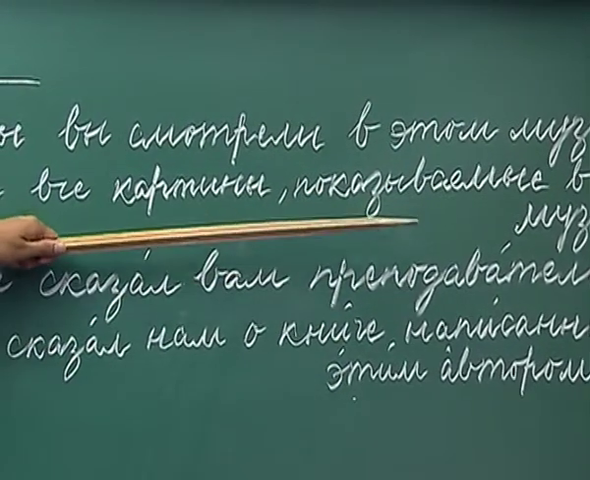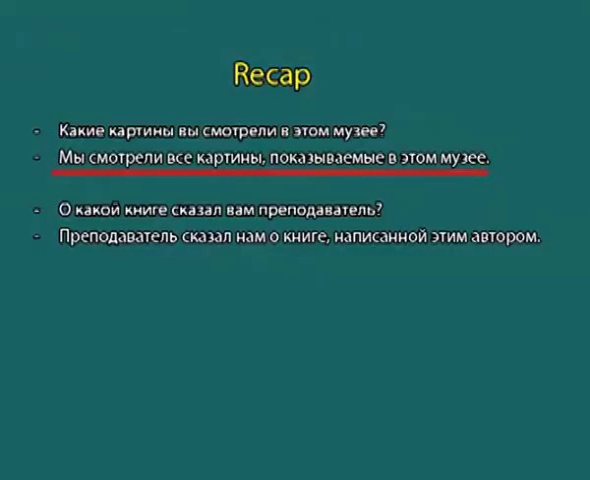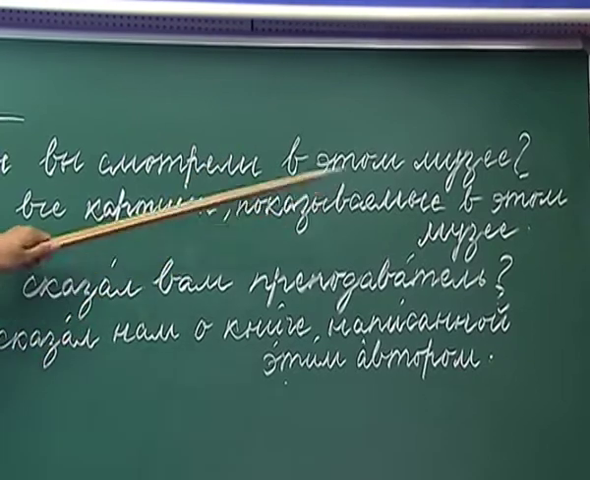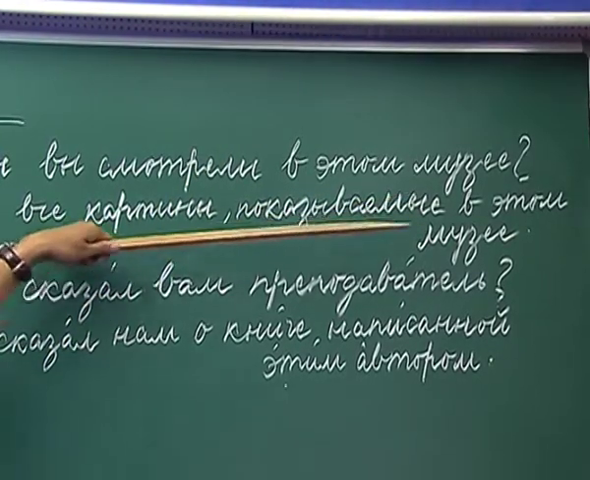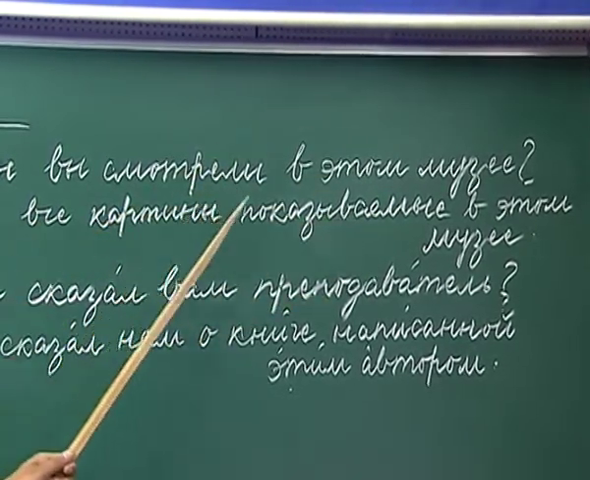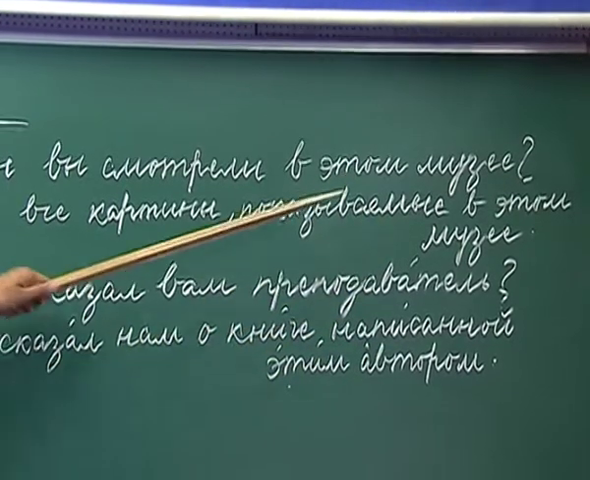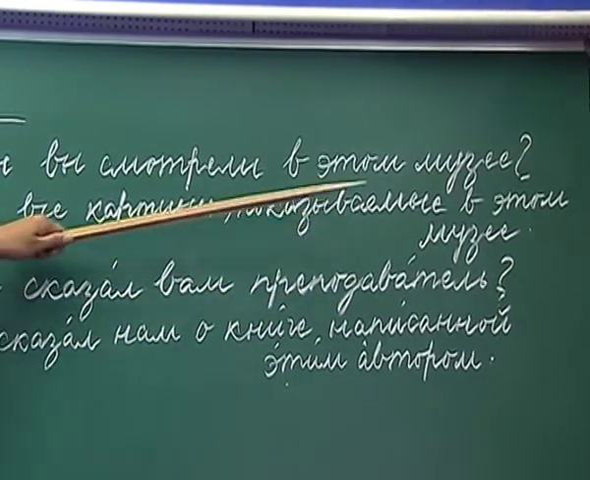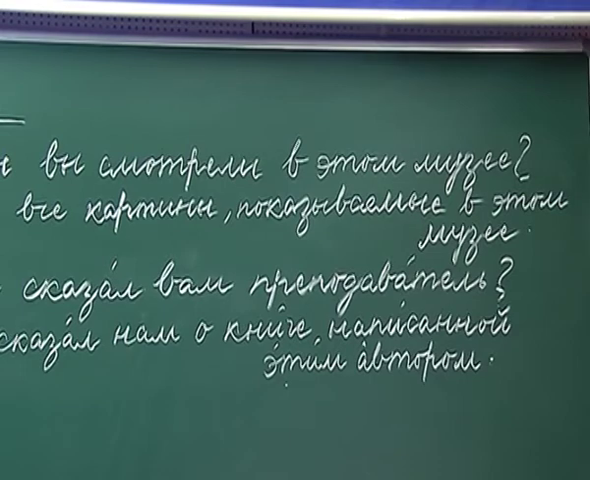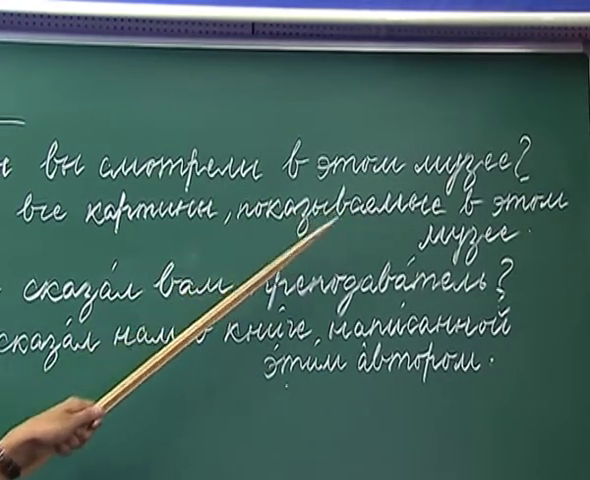If you change this sentence into a complex sentence with the word который, how will you do that? Мы смотрели все картины, которые показывают в этом музее. So, которые показывают means the sentence is in the present tense, which is why we use the present participle passive, показываемые. And how do we form the present participle passive? It is generally formed from the first person plural by adding the adjectival ending ый and ые. So, показывать, показываем, and показываемые.